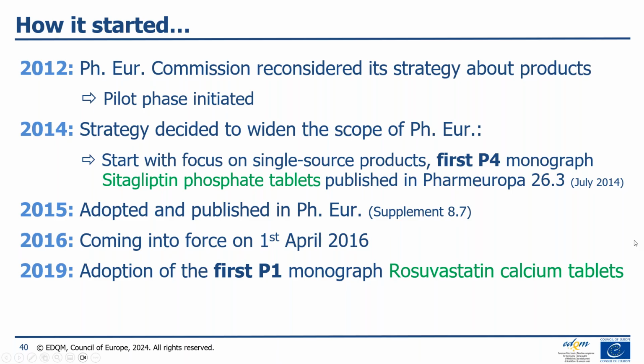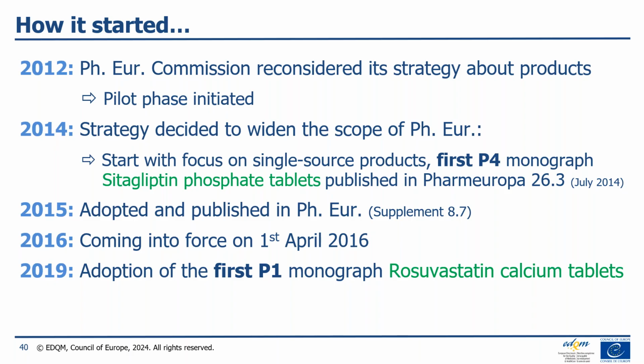So P4 stands for the products that are still under patent, where we only have one product on the market, that of the innovator, whereas P1 monographs are those elaborated based on several manufacturers' collaboration, because we have several marketing authorizations on the market, and generics are already present on the market.